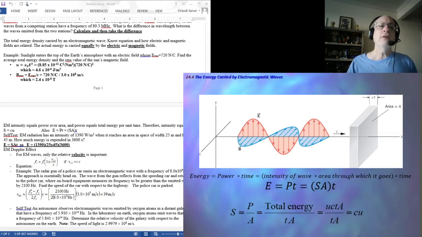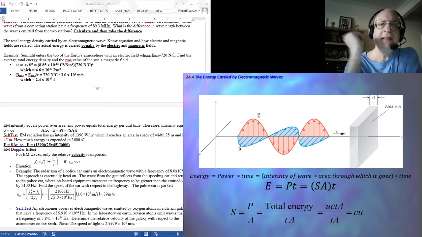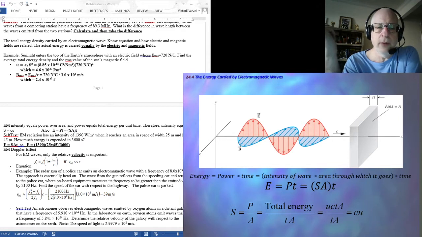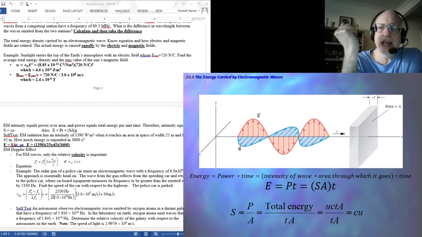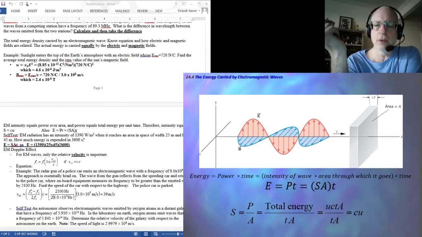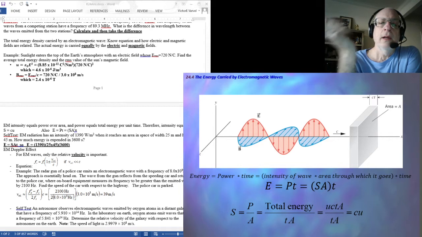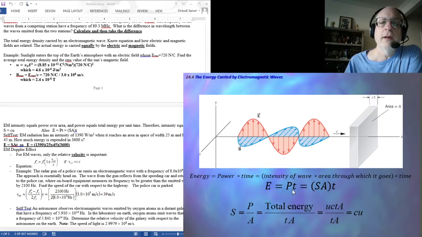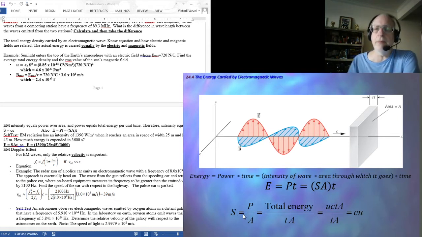So this was energy density. Let's move on now to intensity of an electromagnetic wave. We know from before that energy is power times time. Power can be defined as intensity times the area through which that intensity moves. If I set these two equal to each other, the time cancels and intensity equals power per unit area. So that's one thing to keep in mind.